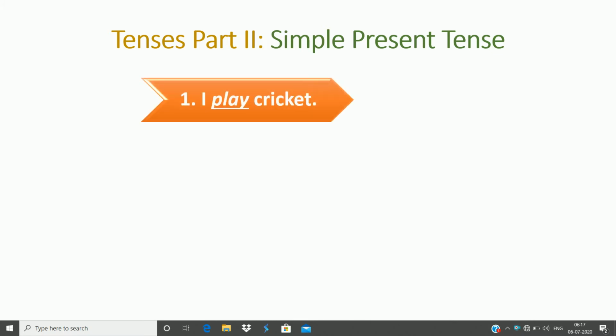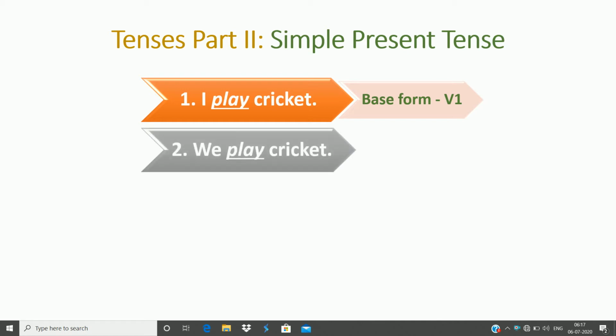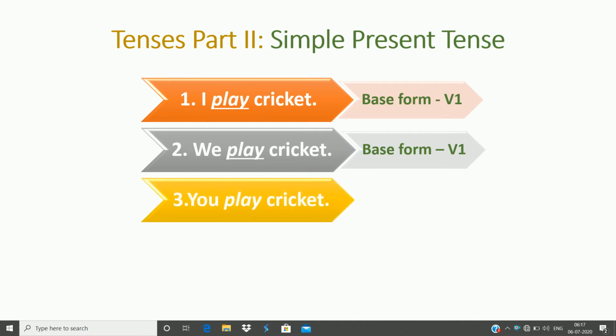Look at this example. I play cricket. In this example, you will notice that the verb is in its base form that we call V1. This is the second example. We play cricket. In it also, the verb is in the base form that is V1. In the third example also, I have taken the similar verb, play, and the sentence is you play cricket. In it also, we have a base form of the verb that is V1.